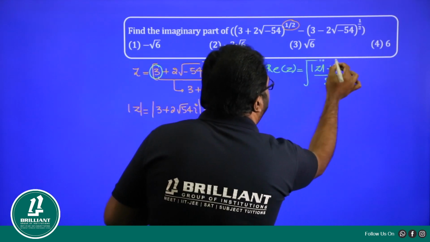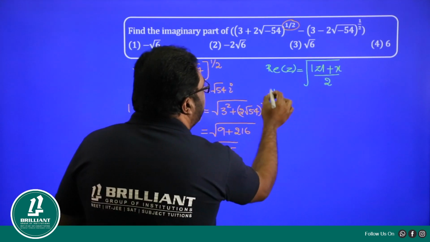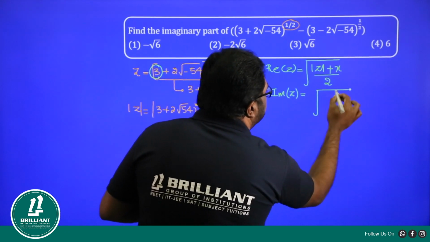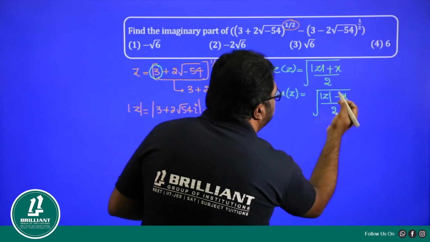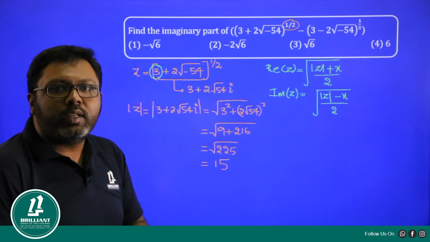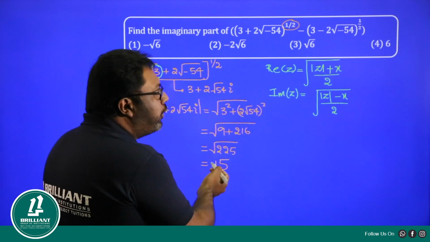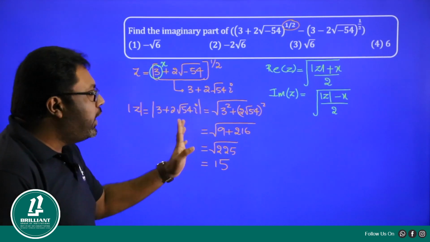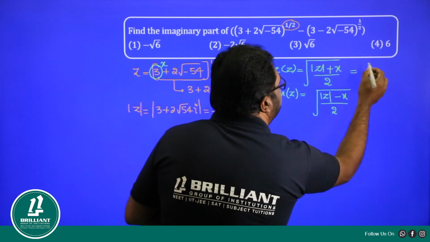Because it is a square root, I am keeping it under the square root. Now, what is the imaginary part over here? The imaginary part of z is going to be the square root of (mod z − x)/2. Real part is (mod z + x)/2 and the imaginary part is (mod z − x)/2, under the root. Now, what is mod z for us? 15. And my x is 3. So 15 + 3 is 18, divided by 2, which is 9.